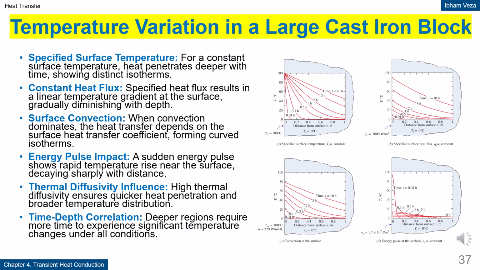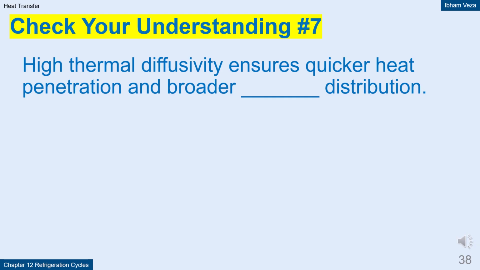Temperature variation in a large cast iron block. This slide illustrates various possible boundary conditions at the surface of a large body. If the surface temperature is specified, heat penetrates deeper with time. If the heat flux is specified, a surface temperature gradient forms and gradually spreads inward. If convection dominates, the temperature curve shape is strongly influenced by the convection coefficient. All cases show that deeper regions require more time to be affected by temperature changes. High thermal diffusivity ensures quicker heat penetration and broader temperature distribution.